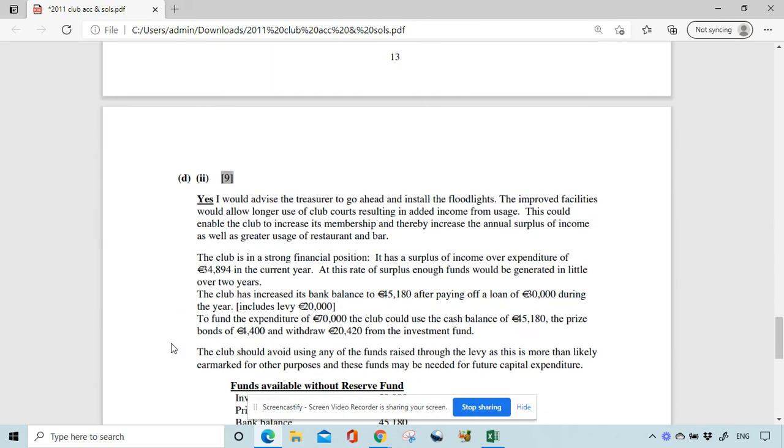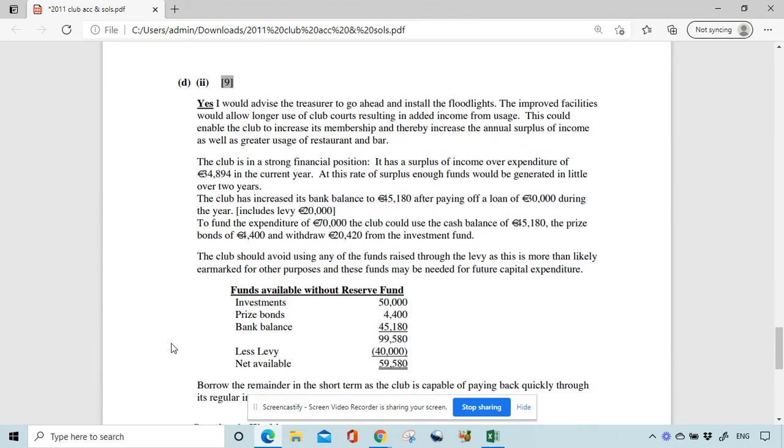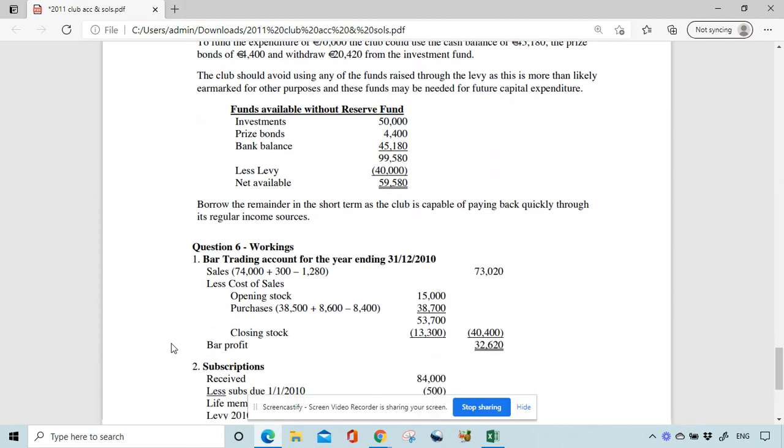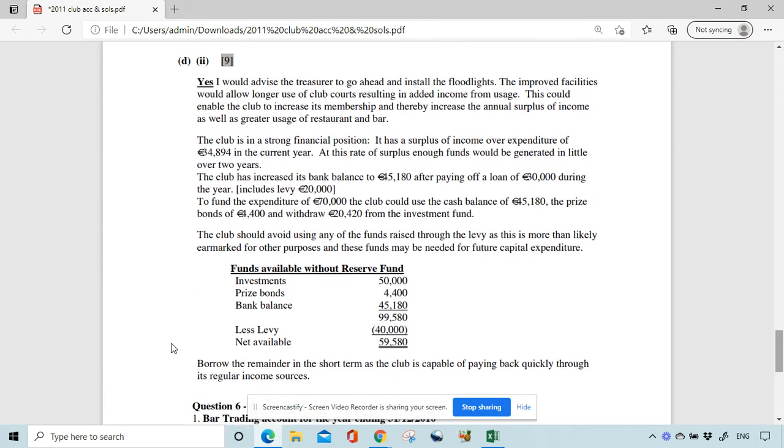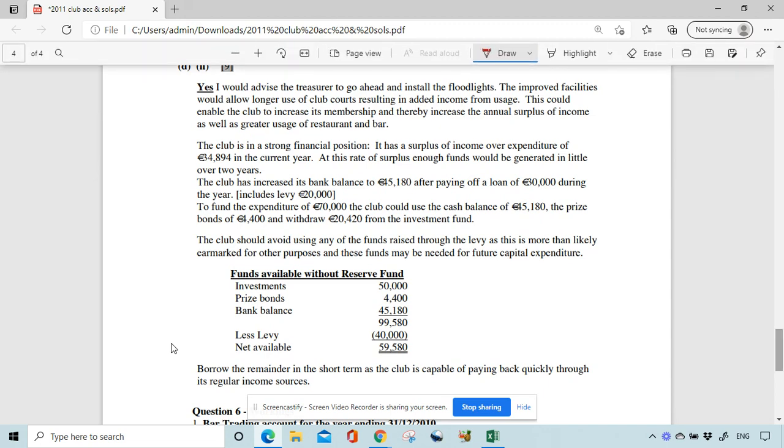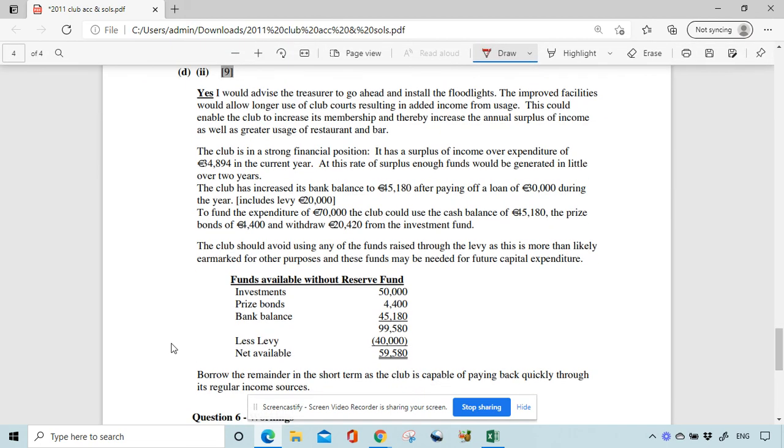Then finally, 70,000 is what the club are talking about for floodlights. So you are asked to advise the treasurer. So you're going to have to probably do some calculations. You're going to have to look at the information that you've worked out already and decide whether you think it's a good idea. So in this case, you're saying, yes, I would advise the treasurer to go ahead, and give your reasons why. The improved facilities would allow longer use of the club courts, resulting in added income. This could enable the club to increase its membership and thereby increase the annual surplus of income, as well as greater usage of restaurant and bar. So that's common sense stuff.